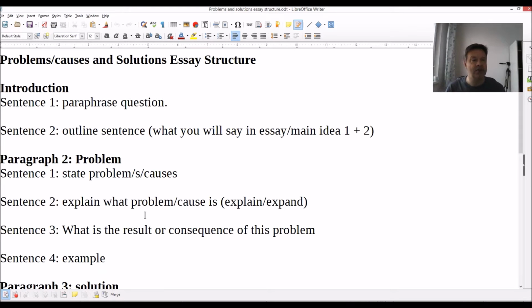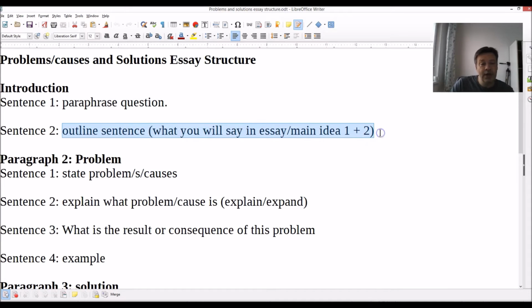So problems, causes, solutions. As you'll see, the problems, causes are exactly the same. You can use them for either or. So sentence 1, what do we always do? We paraphrase the question. According to some people... Sentence 2, we need to give an outline. Actually say the problem is and the solution is, so the examiner knows exactly what the essay is and where it's going, much as I've said in previous tutorials. So outline, very important.